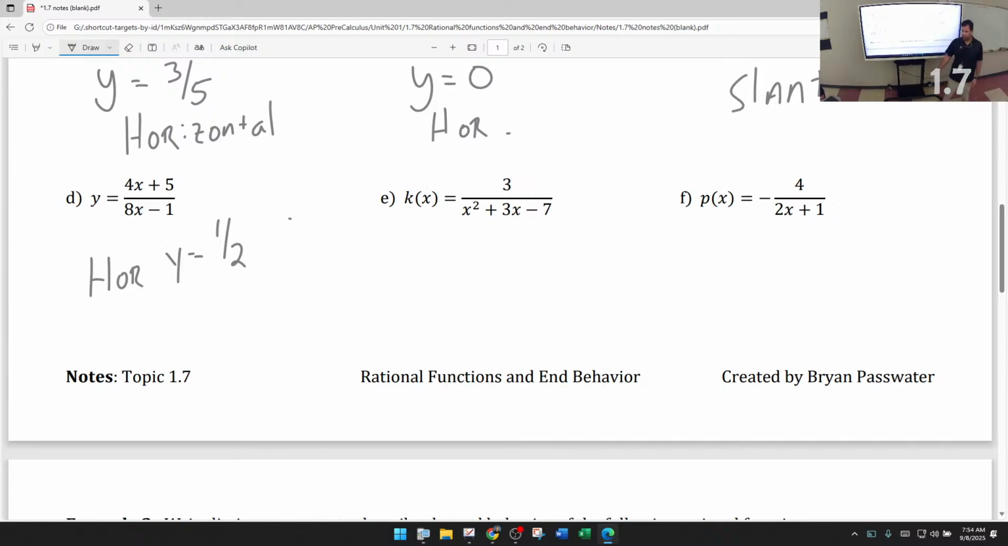Ooh, a little bit different. The degree on top is 0, so it's less no matter what, right? So this one's at y equals 0, horizontal. Bigger on bottom, so divide again. That one's a little bit harder to divide, I guess. 8 goes into 4 1/2 times. This one doesn't divide, so it's at 0. Okay?